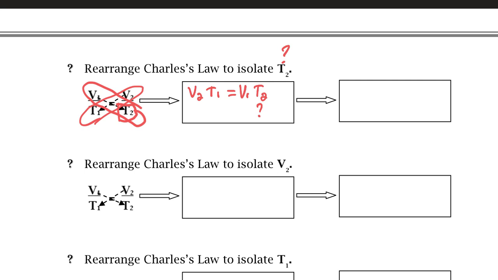How do I isolate this? Yeah, I just slide the one next to my unknown under the rest of them. This is the same thing now as solving a Boyle's Law problem, right? So now I'm going to take that one and put it underneath. And so when I rearrange this, it's going to be V2 times T1 over V1 is equal to T2.